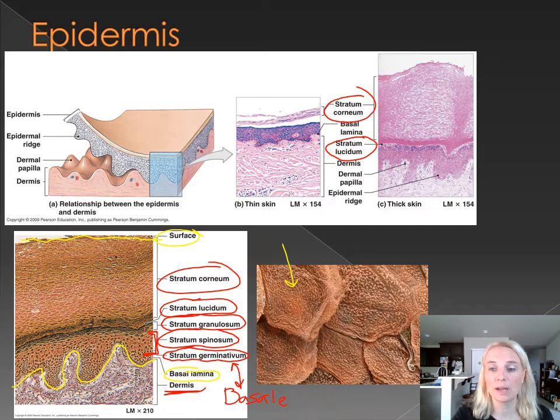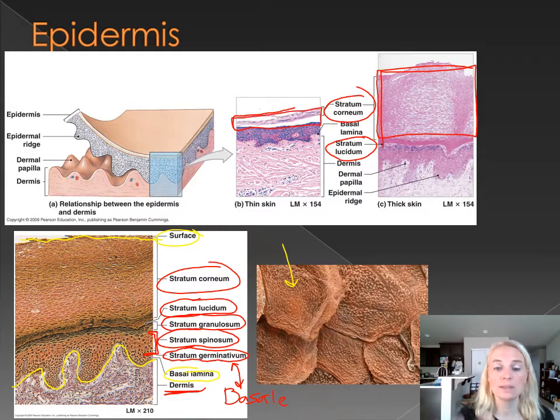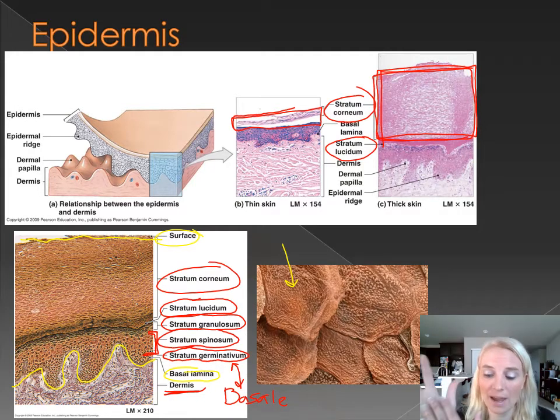in this picture up here. Look how thick the stratum corneum is here compared to here. This is the difference between thick skin and thin skin. Yes, thick skin has a stratum lucidum. It's an extra layer, but stratum lucidum isn't really significant in the thick part of thick skin. Look how thick that stratum corneum is. So that's what we have here.